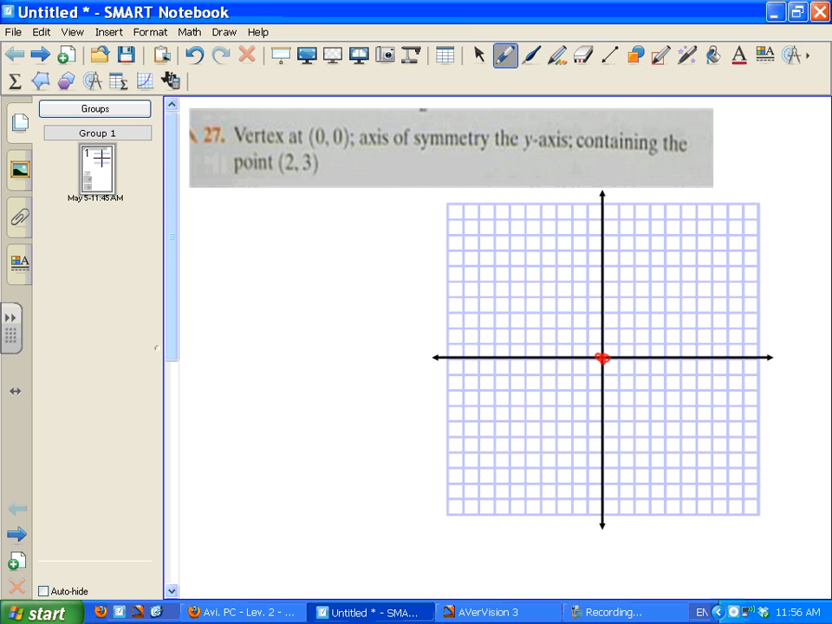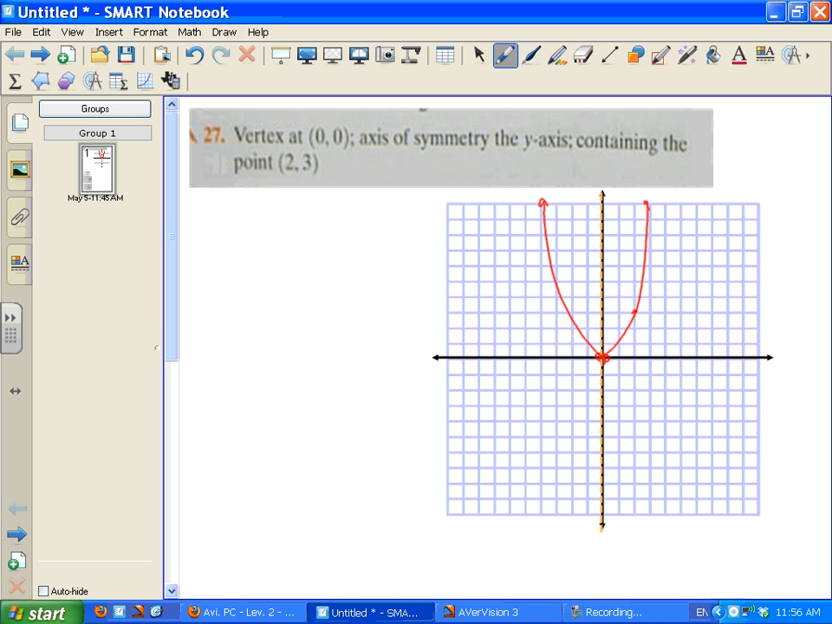So we've got a vertex at 0, 0. They say that the axis of symmetry is the y-axis. Now, is the axis of symmetry the same thing as the directrix? No. So if the axis of symmetry is the y-axis, what does that mean about my parabola? It's either up or down. Because it contains the point 2, 3, it is going to have to go up in order to have that point.